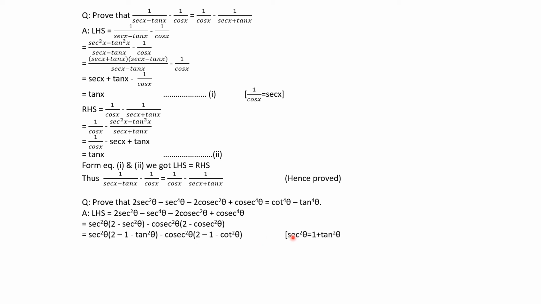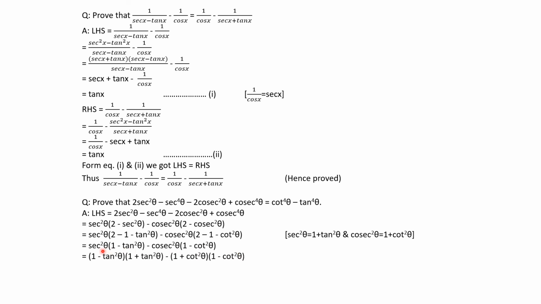So it can be written as sec square theta into 2 minus 1 minus tan square theta, because sec square theta is 1 plus tan square theta. And likewise, cosec square theta into 2 minus 1 minus cot square theta. Now 2 minus 1 is 1, so it can be written as sec square theta into 1 minus tan square theta minus cosec square theta into 1 minus cot square theta.